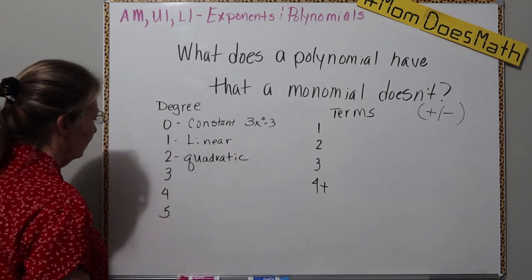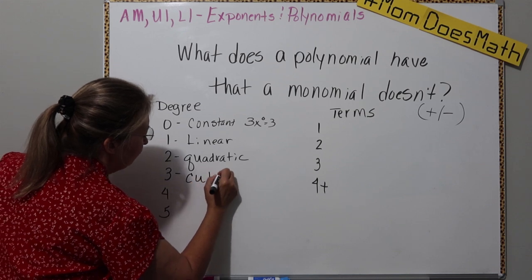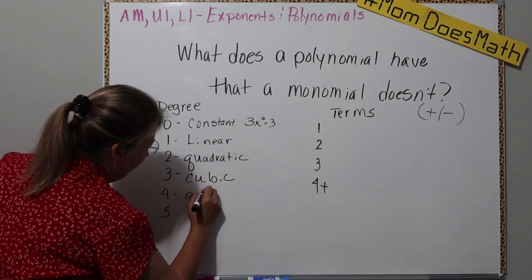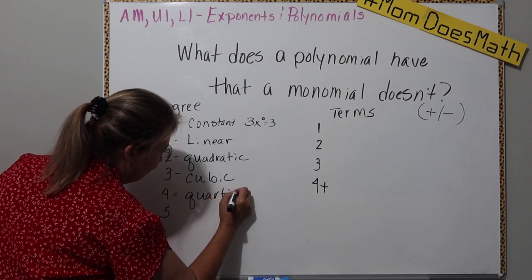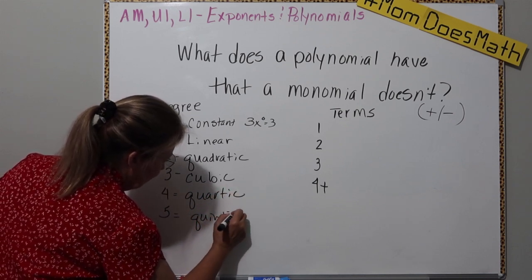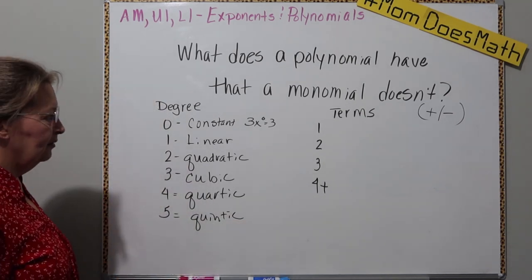You're all familiar with those. When you have a 3, we refer to that as a cubic. When you have a 4, we call that a quartic. And a 5 is called a quintic. But most of the time you're just going to refer to it by the number.